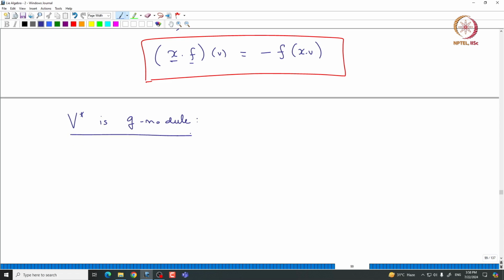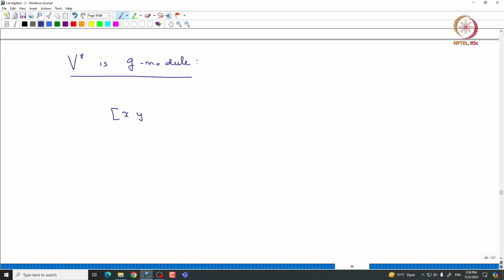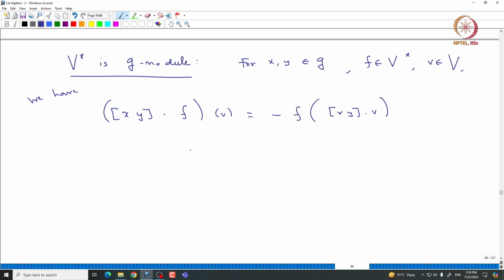Like I said, I will only verify how the commutator acts. Let us take two elements x and y inside G, F in V star and V in capital V. If you take the bracket x y acting on F and compute how it acts on a given element V in capital V, then by definition this is minus F of bracket x y acting on V. That means this is the same as minus F on x acting on y dot V minus y acting on x dot V. If you rewrite this, it is exactly F applied on y dot x dot V minus F of x dot y dot V. So, this is what one gets.